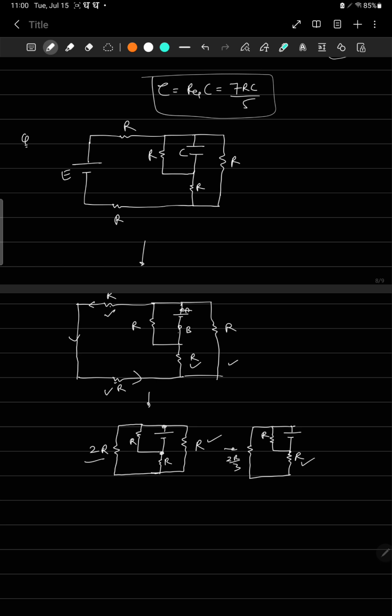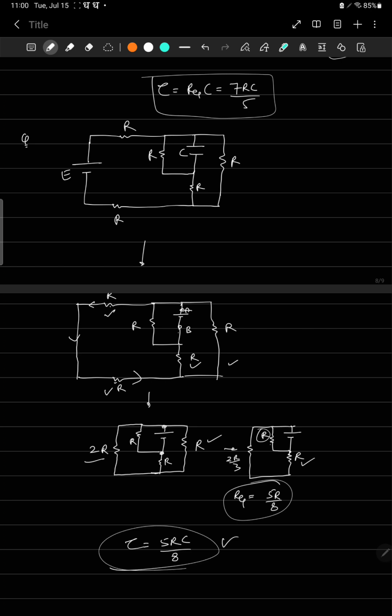5R by 3 is in parallel with this one R. Okay, so it will be 5R by 8. So 5R by 8 is the equivalent resistance. So what is the time constant then? It is 5RC by 8. So that's the answer basically.